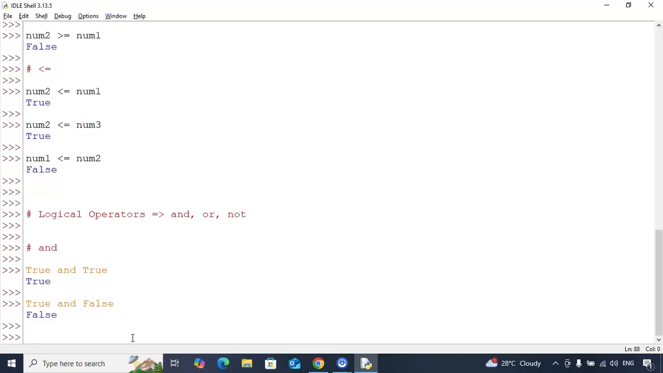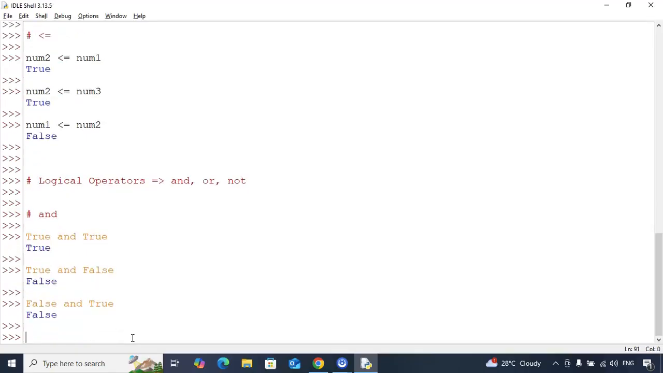Similarly, if the first operand is false and the second operand is true, for example, Mark says, "Hey, I am John and I'm 25 years old." In this case, the 25 years old statement is correct, but the first statement is wrong because he's saying I'm John. The entire statement becomes false because we're using an AND, right? AND means both of them should be correct.